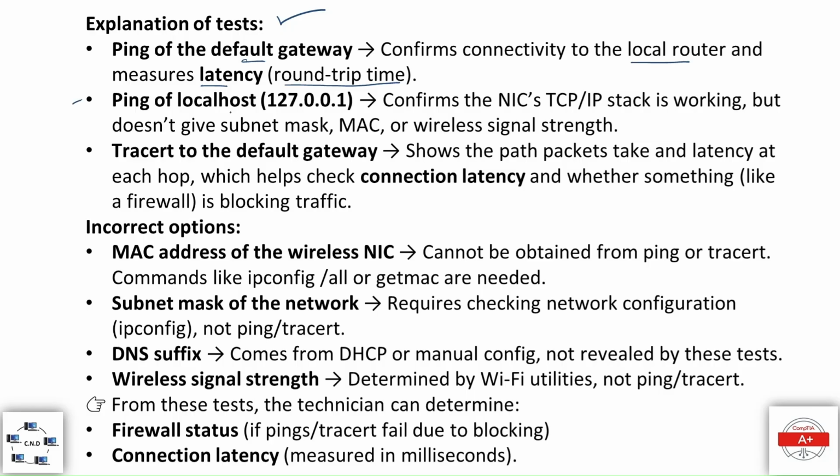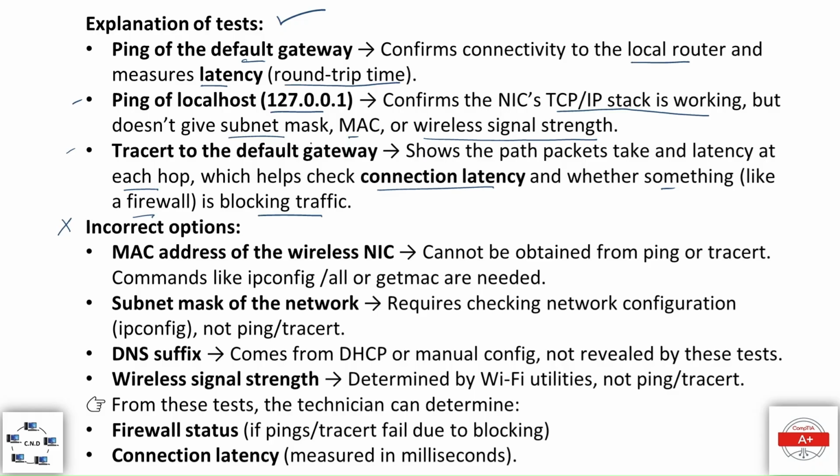Test number 2 is ping of the local host, that is his or her own computer. This confirms the network interface card TCP/IP stack is working but does not give subnet mask, MAC address, or wireless signal strength. And test number 3 is tracert, or trace route, to the default gateway. This test shows the path, packet stats, and latency at each hop, which helps check connection latency and whether something like a firewall is blocking the traffic. So why are these options incorrect?